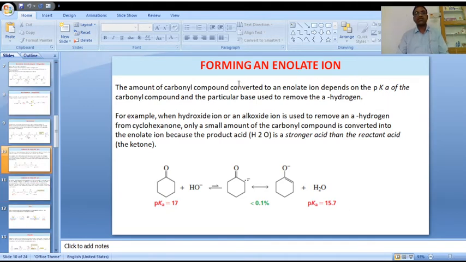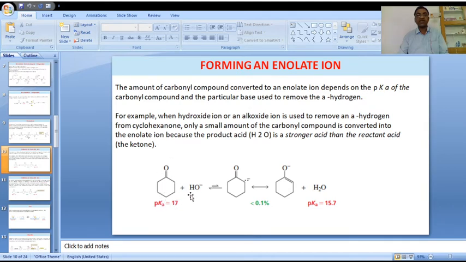Next, forming an enolate ion. The amount of carbonyl compound converted to an enolate ion depends on the pKa of the carbonyl compound.